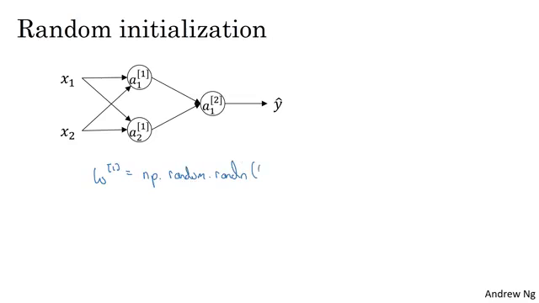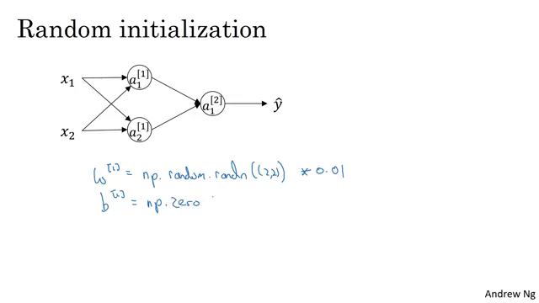This generates a Gaussian random variable (2, 2). And then usually you multiply this by a very small number, such as 0.01. So you initialize it to very small random values. And then b, it turns out that b does not have this symmetry problem, what's called the symmetry breaking problem.